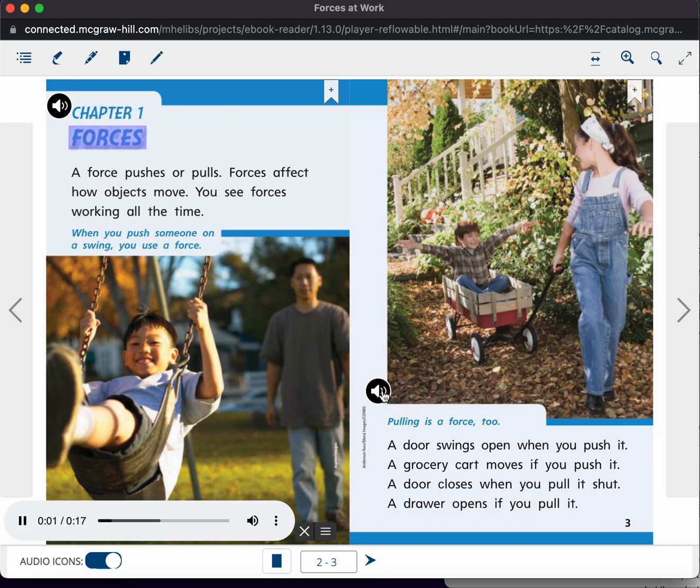Chapter 1. Forces. A force pushes or pulls. Forces affect how objects move. You see forces working all the time. Caption: when you push someone on a swing, you use a force.